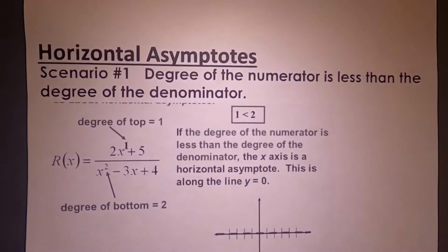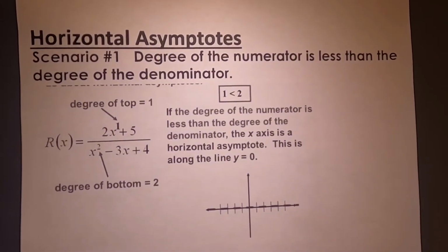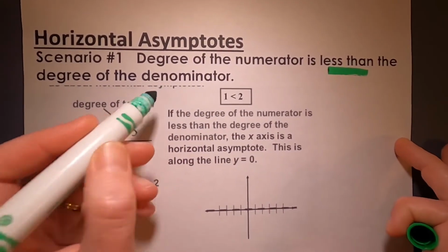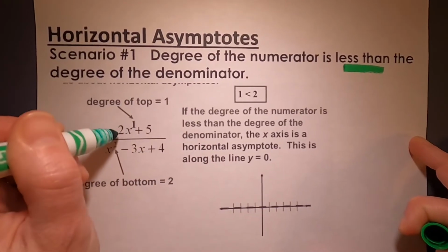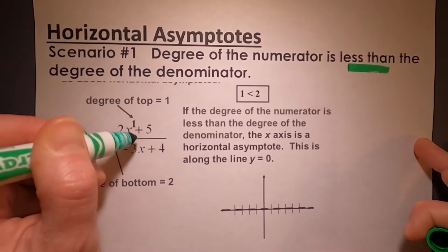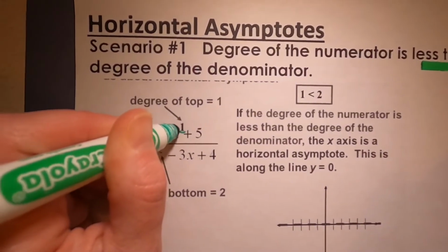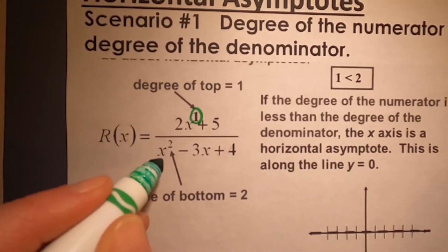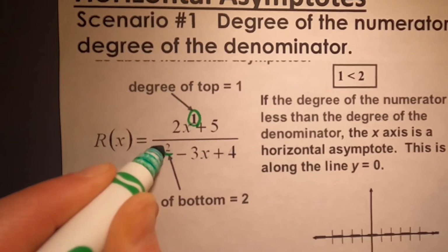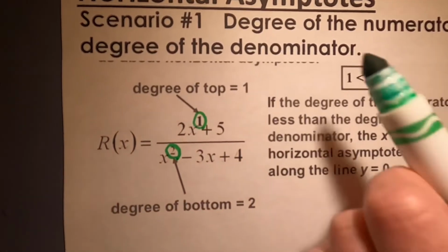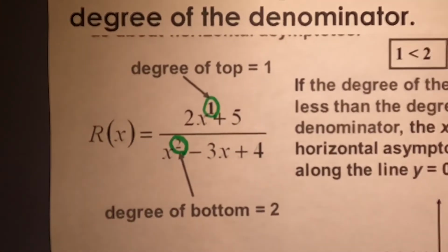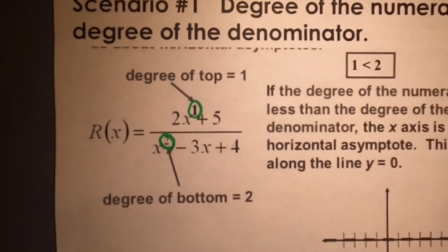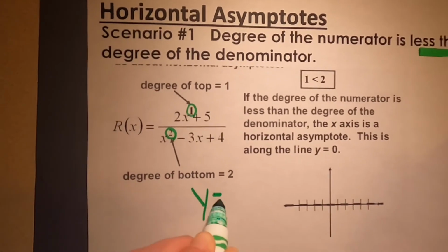Here is scenario number one. The degree of the numerator is less than the degree of the denominator. So you're literally looking at the exponent. Here, the exponent of this one is 2x plus 5, so the degree is actually a 1. If you look at the denominator, the degree of the bottom is actually a 2. So that means the degree of the numerator is less than the degree of the denominator. Now, when that happens, your horizontal asymptote is y equals 0.